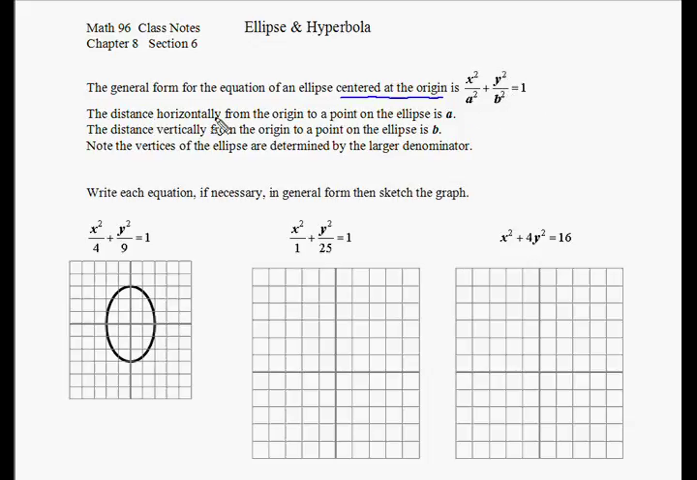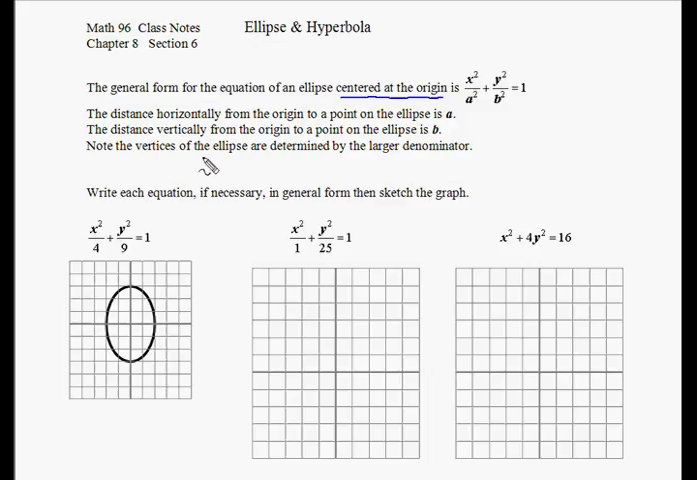So the distance we're going to travel horizontally from the origin is a. This is a squared in the denominator. We just go a. And the distance vertically from the origin to the point on the ellipse that we'll travel is b. This is b squared in the equation, but we're just going to go b. Just like before when we had the r squared and we only went r.